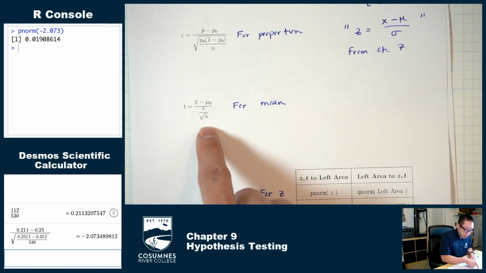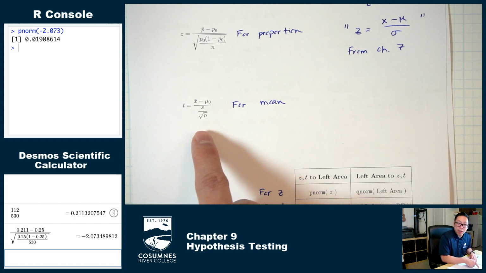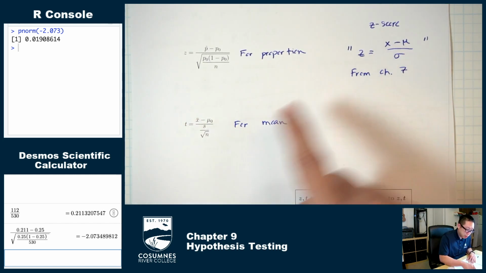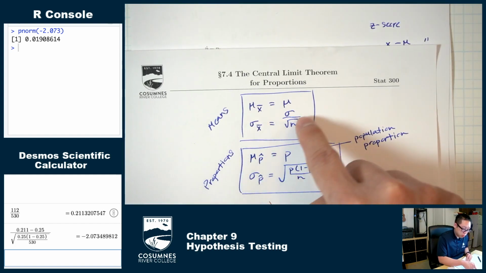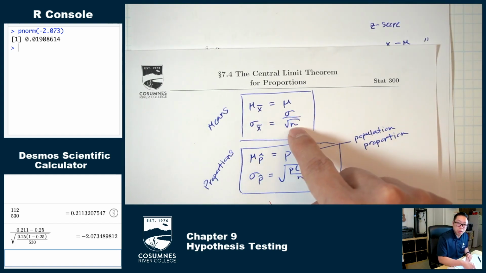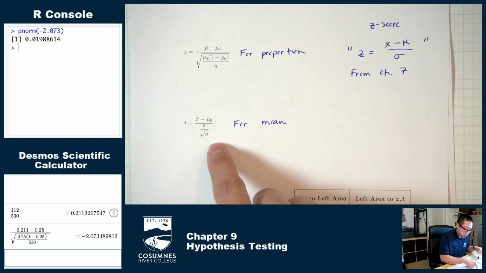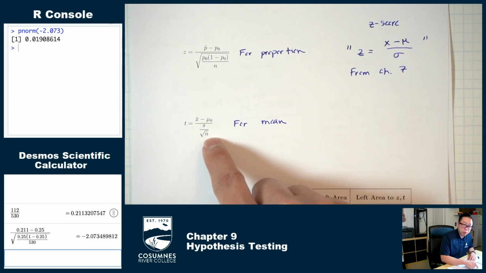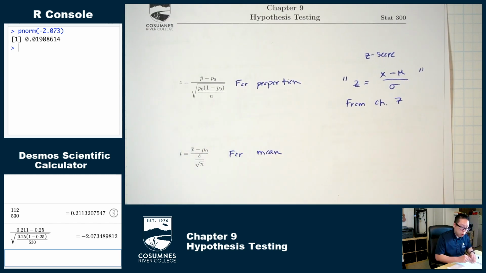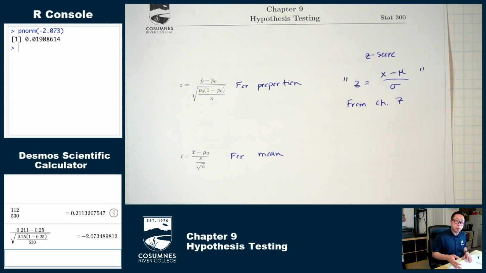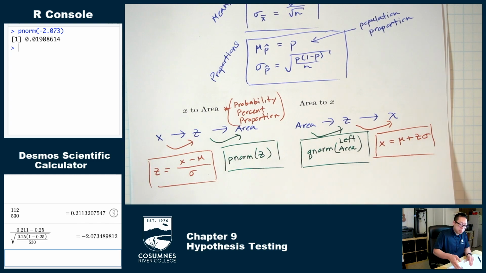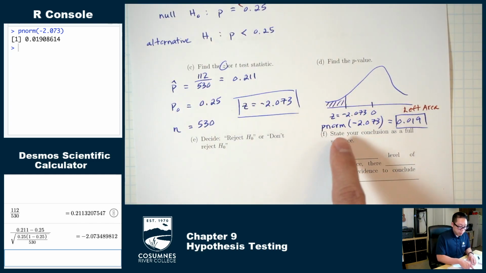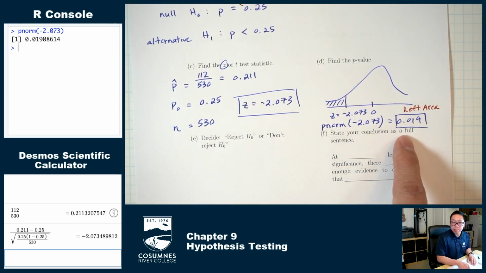And even the same thing for mean. The mean one looks even more like it, right? X minus the mean, x minus the mean. On the bottom, for the mean situation, the standard deviation you're supposed to use is the population standard deviation divided by square root of n, which is exactly what you see on the bottom here. S, standard deviation, divided by square root of n. Both of these formulas are Z-score. You're really just finding the Z-score. What do you do after you find the Z-score? After you find the Z-score, you're supposed to do a p-norm, which is exactly what we did in part D. We did a p-norm to find the area.